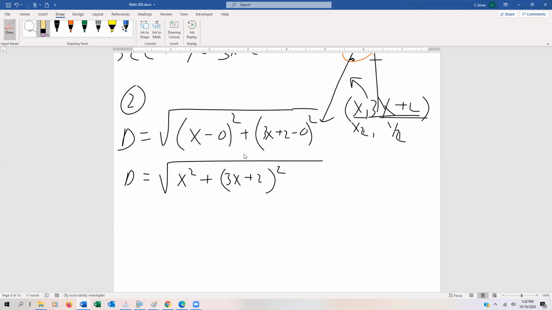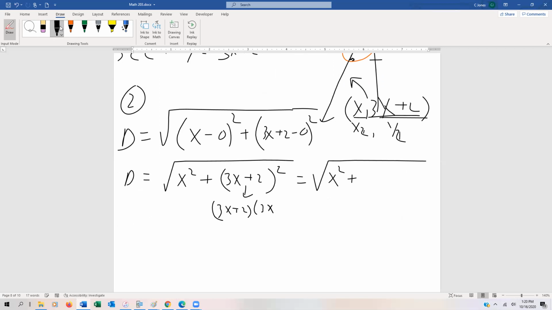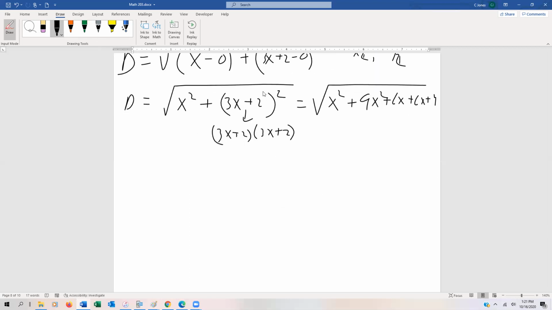If we wanted to, we could FOIL out that 3x plus 2. So we could write that as x squared. And remember, this is (3x plus 2) times (3x plus 2), not 9x squared plus 4. So you have to FOIL it out. That would be 9x squared plus 6x plus 6x plus 4. Finally, we can write d very nicely as the square root of 10x squared plus 12x plus 4.